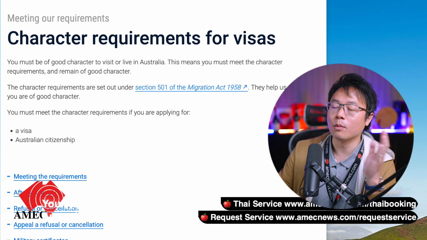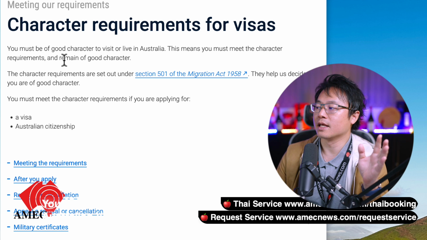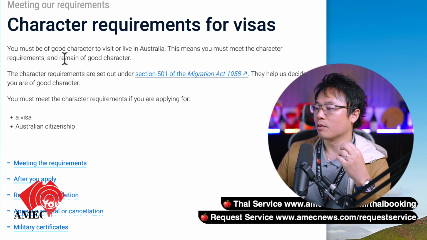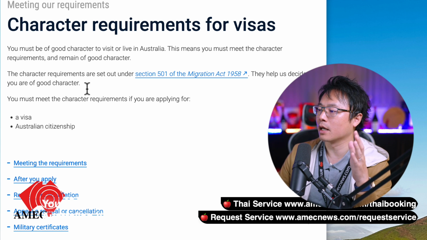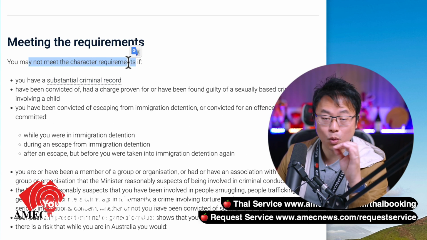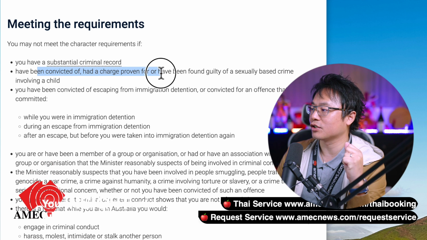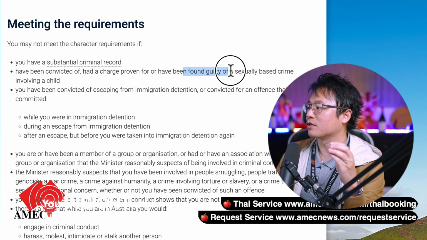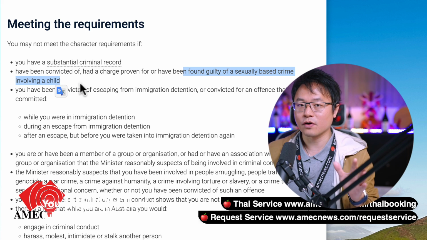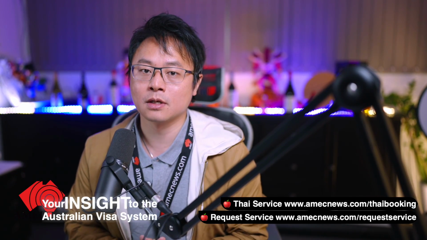So you Google Home Affairs character requirements for visas, then you get yourself into this page, and it's another translation from the legal wording into a better read. However, it's not that clear. Anyway, I'll do some explanation here. So, character requirement: you may not meet the requirement if you have a substantial criminal record, have been convicted and had a charge proven, or have been found guilty of a sexual-based crime involving a child. Now this is very big. Australia takes it very seriously if you have committed any crime against an underage person.